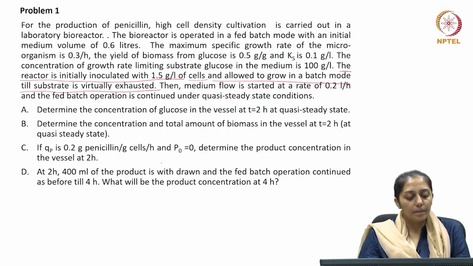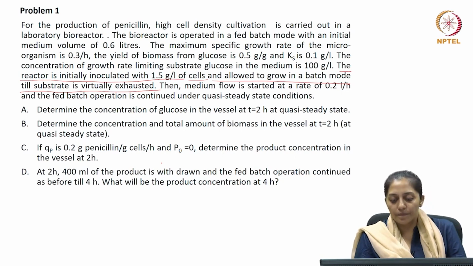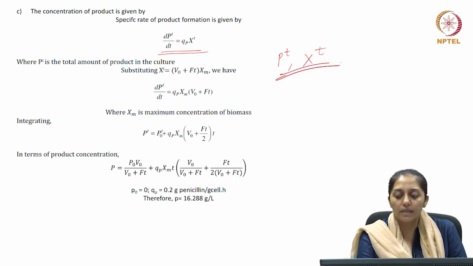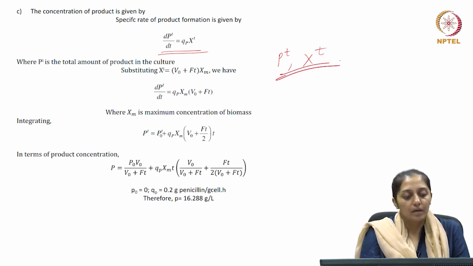Let us see the third part. If the specific product formation rate is 0.2 grams penicillin per gram cell per hour and P naught is equal to 0, determine the product concentration in the vessel at 2 hours. So, the specific product formation rate is nothing but 1 by X dP by dt. So, here Pt and Xt stand for the amount of product and amount of biomass at time t.